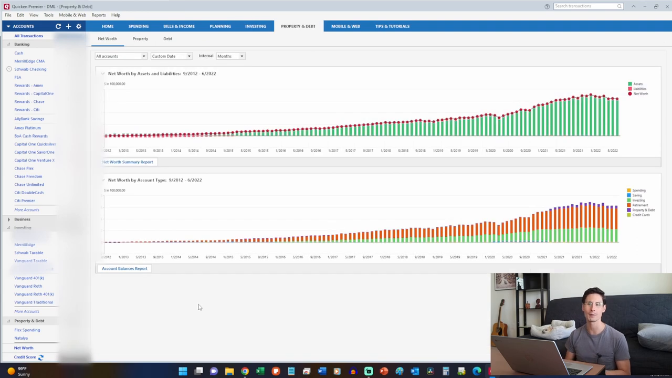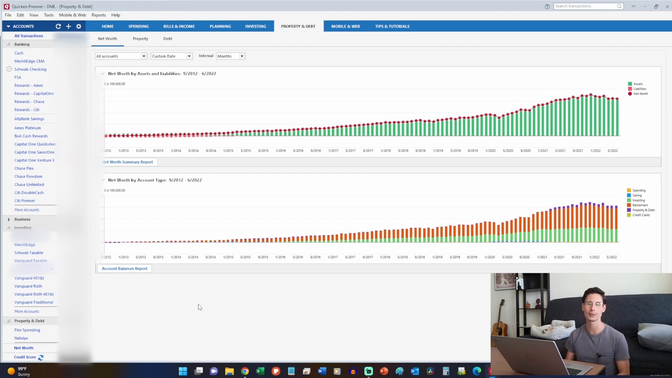And then we've got the property and debt section, which I really think of as the net worth section. Property being your assets and your debt being your liabilities, and the difference between those two being your net worth. That's really how I think about it here, and it is definitely a useful metric to track over time.